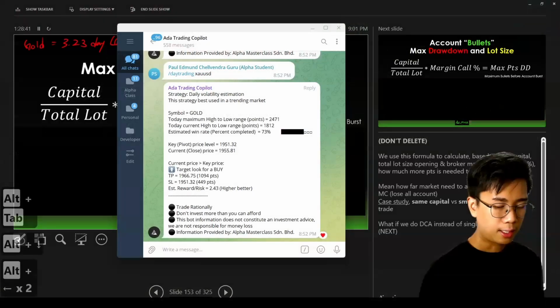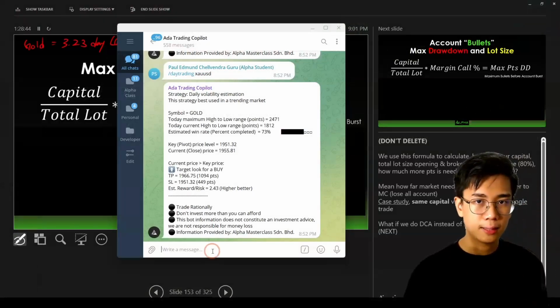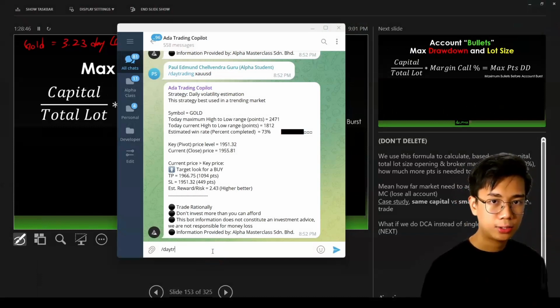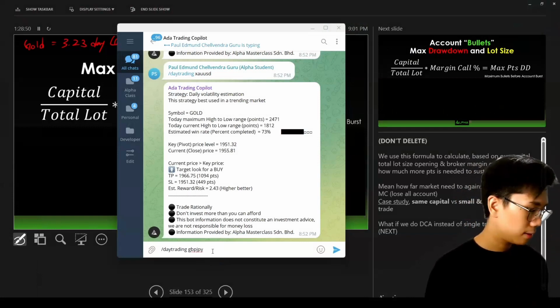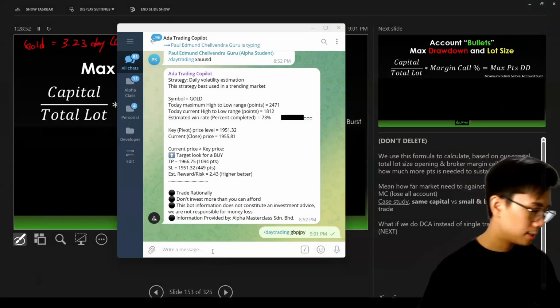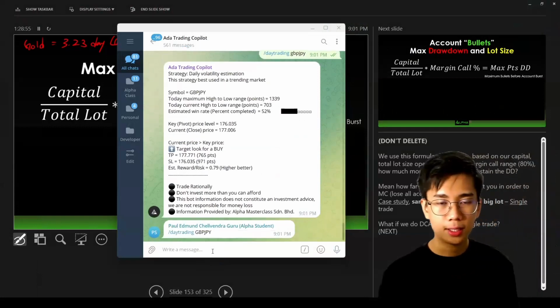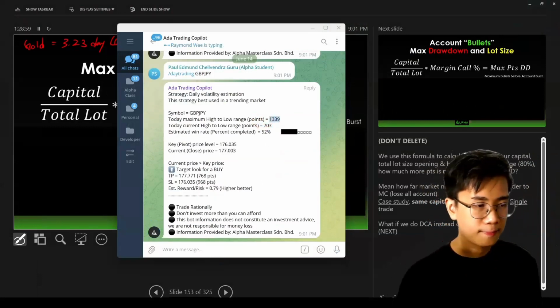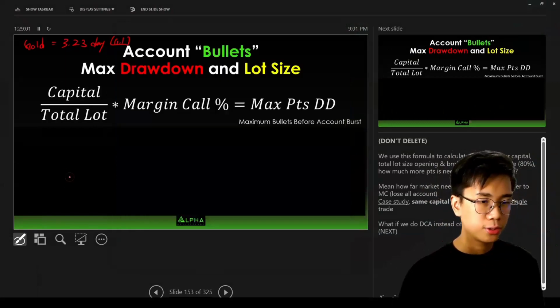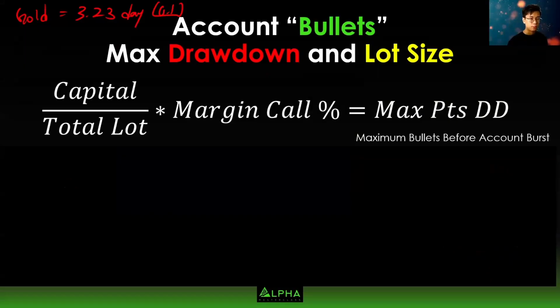Now GBP JPY, how to do it? Same. Slash day trading GBP JPY. You can see that the volatility is 1339. So you come back to here and you do the calculations. GBP JPY, capital still the same.